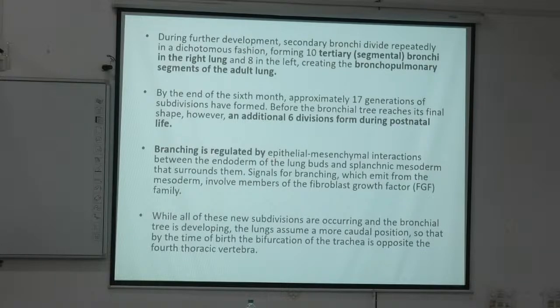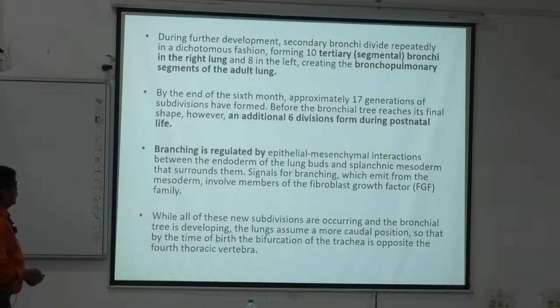Now, branching is regulated by epithelial-mesenchymal interaction between the endoderm of the lung buds and the flanking mesoderm that surrounds them. Signals for branching which emanate from the mesoderm involve members of the fibroblast growth factor family.